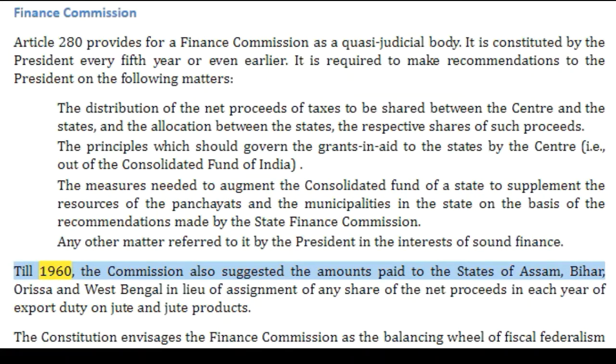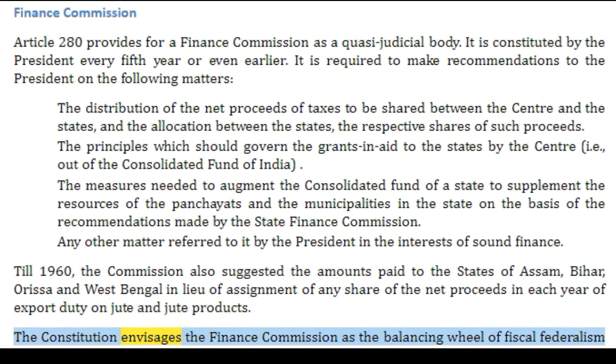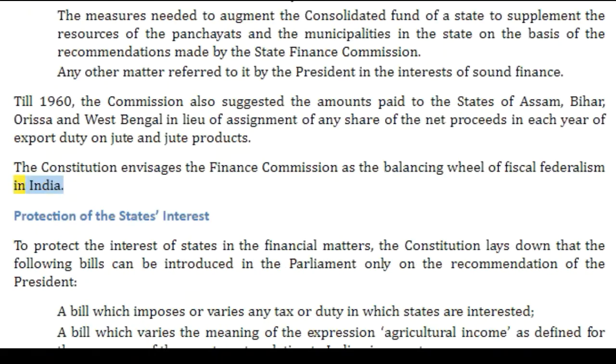Till 1960, the Commission also suggested the amounts paid to the states of Assam, Bihar, Orissa and West Bengal in lieu of assignment of any share of the net proceeds in each year of export duty on jute and jute products. The Constitution envisages the Finance Commission as the balancing wheel of fiscal federalism in India. Protection of the state's interest.